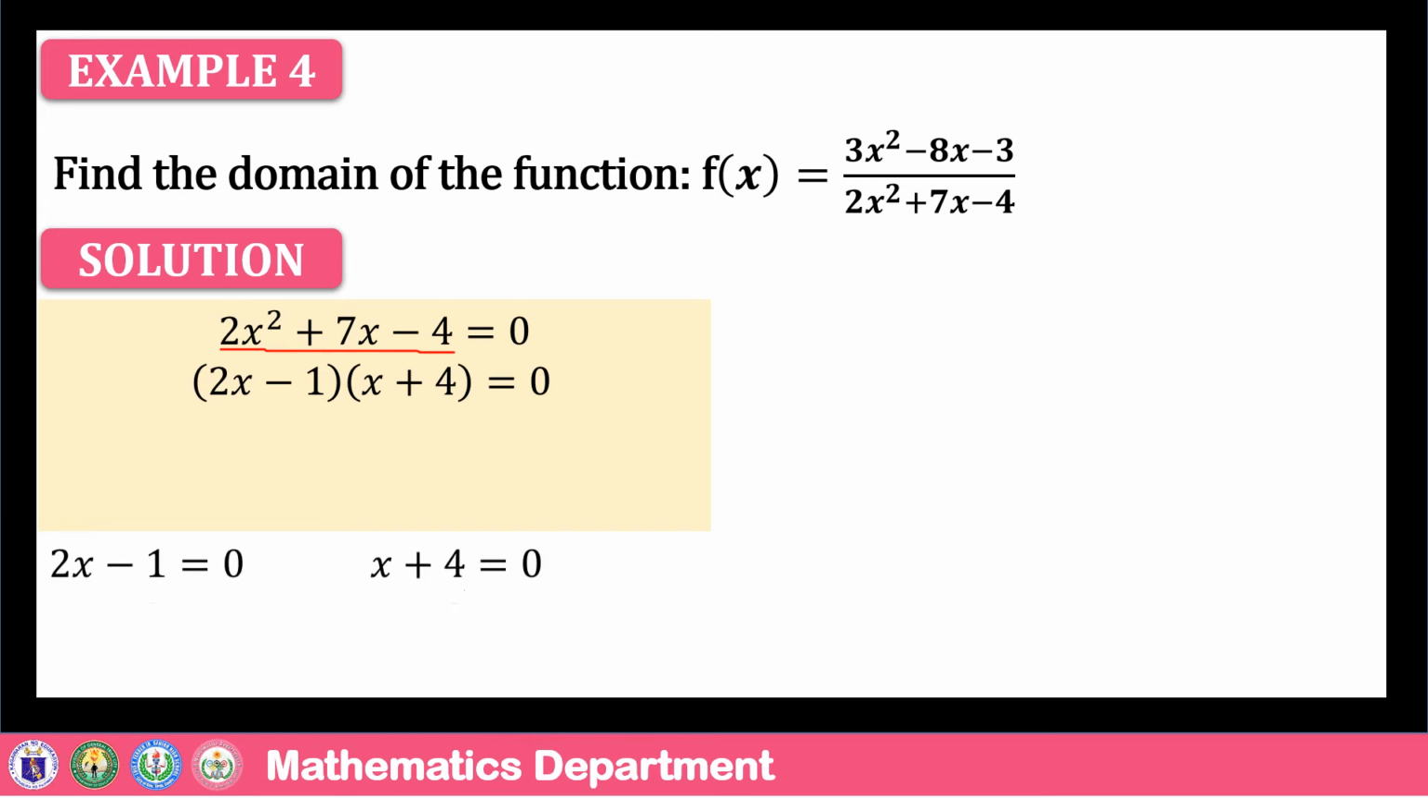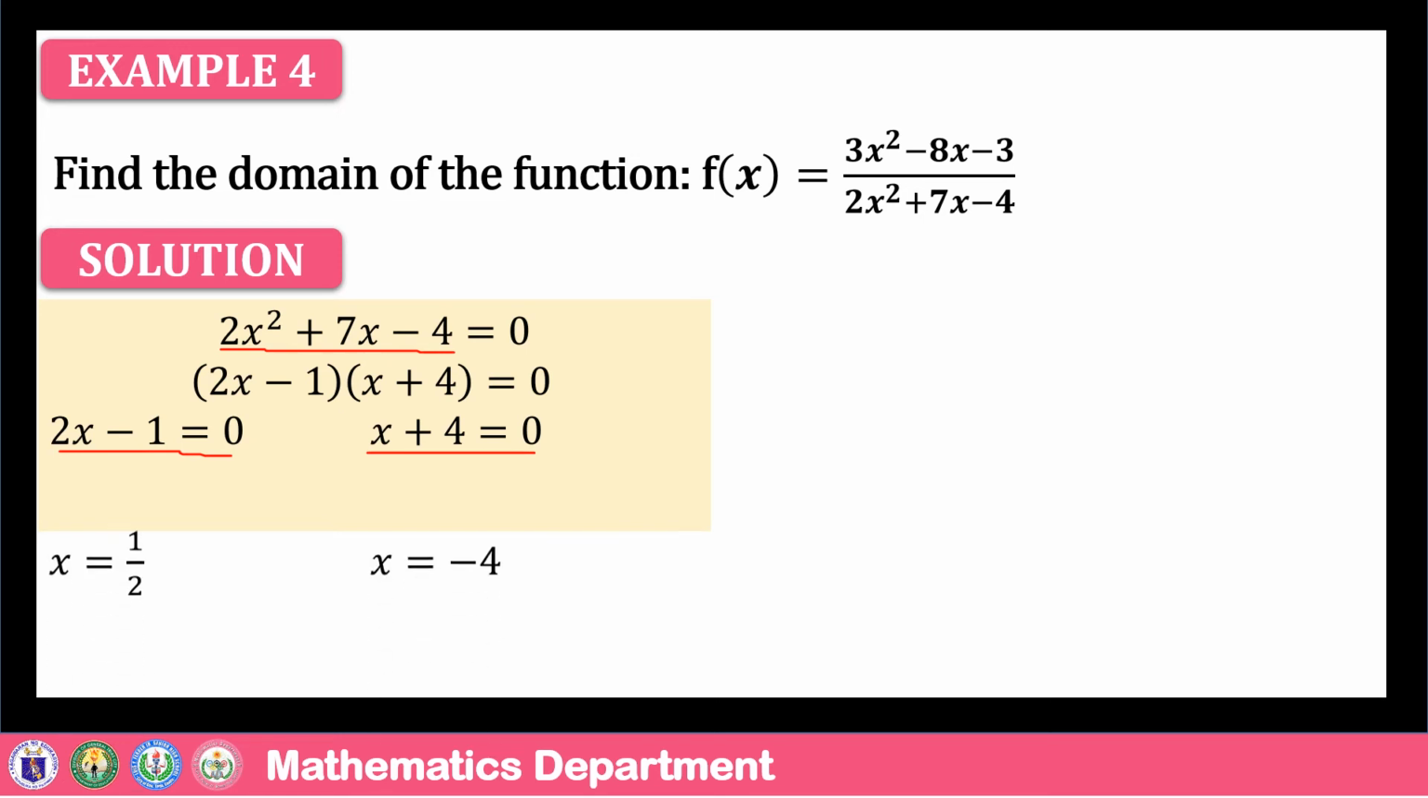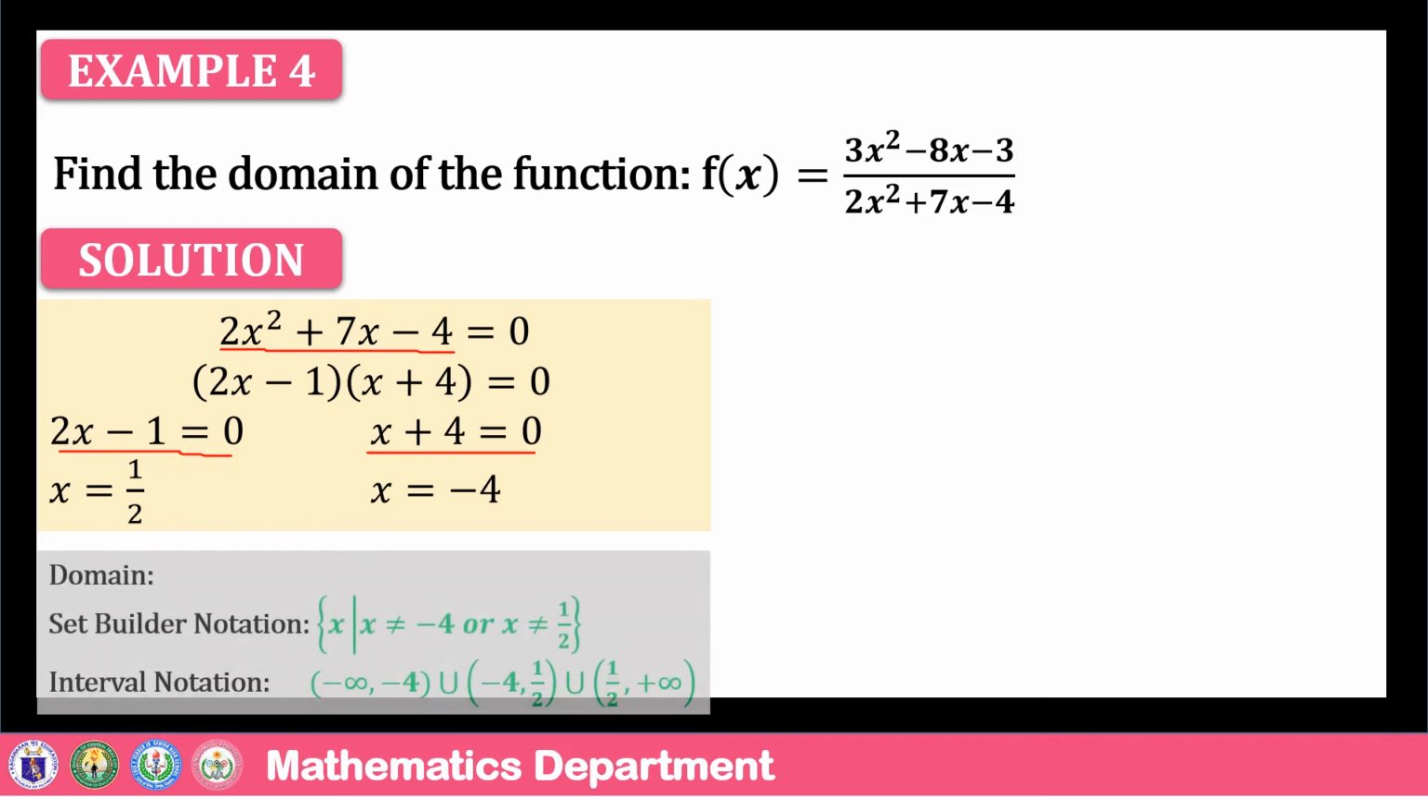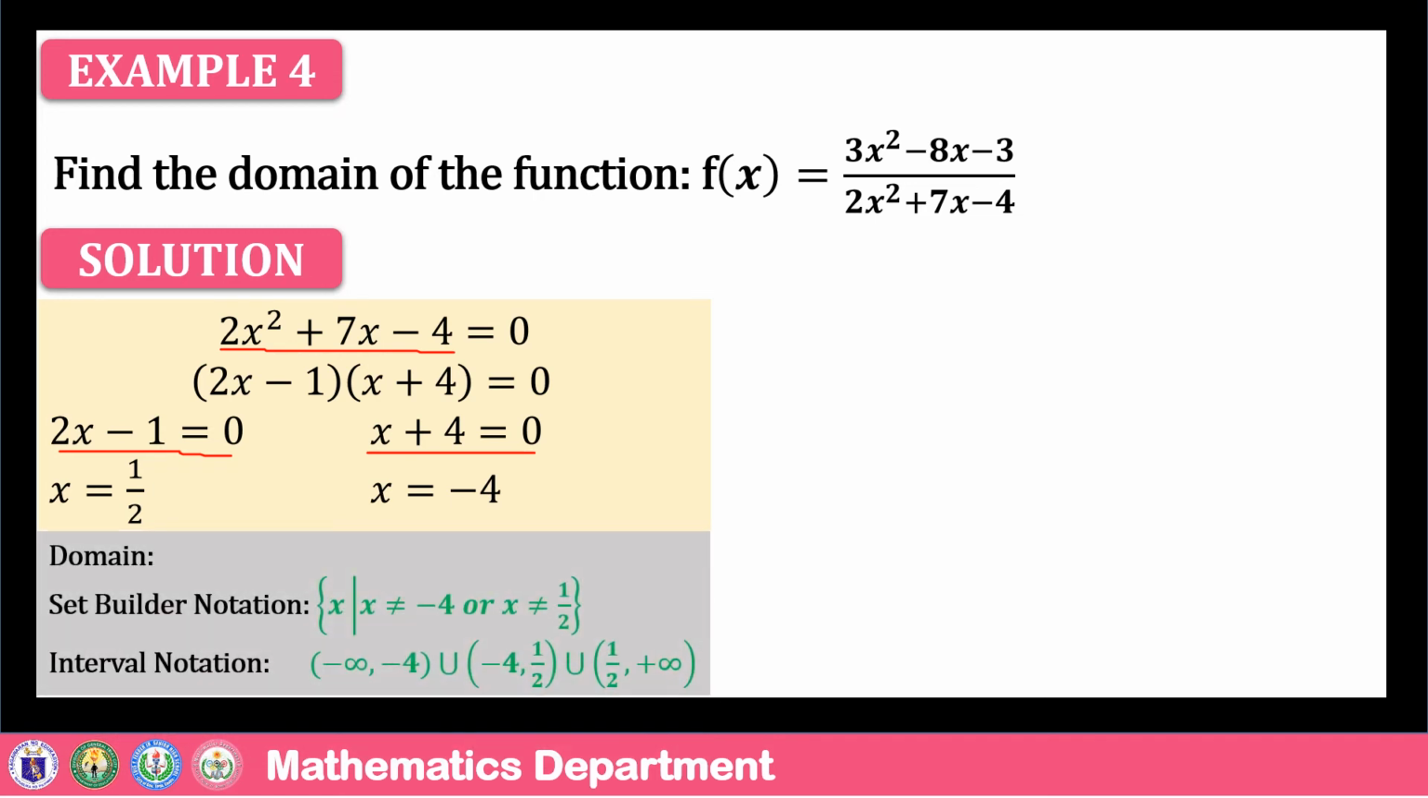And then equating each factor with 0, we'll have 2x minus 1 is equal to 0, and x plus 4 is equal to 0. Then solving for x, ang ating first na value ng x ay 1/2. Ang ating namang second na value ng x ay negative 4. So yung ating domain is the set of all x such that x is not equal to negative 4 or x is not equal to 1/2.